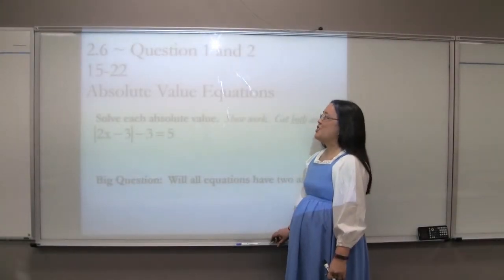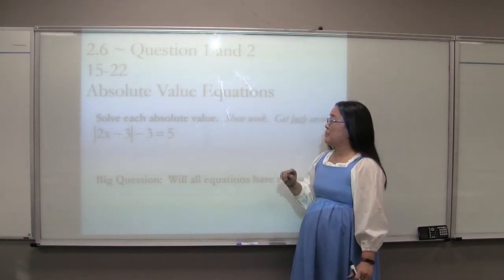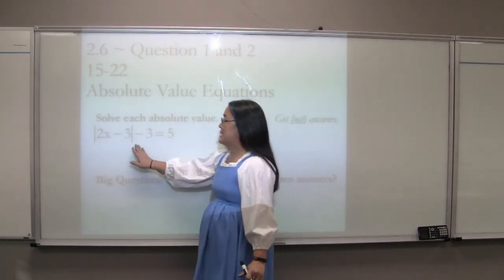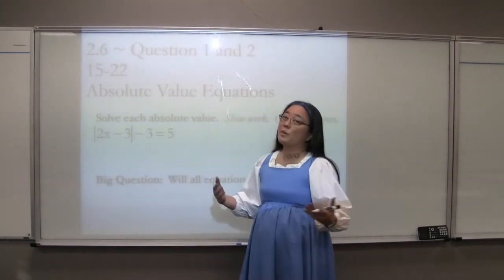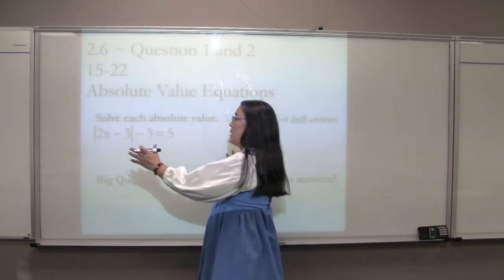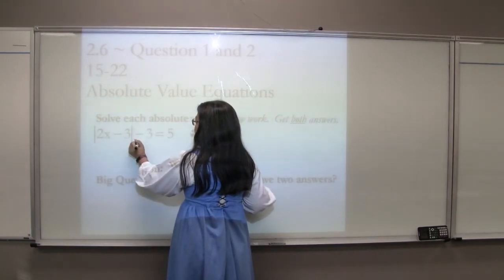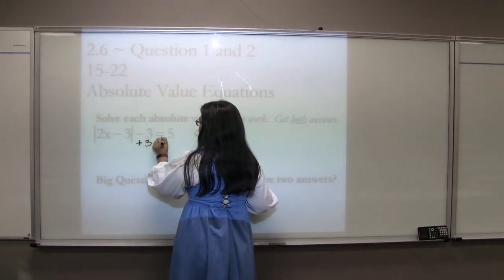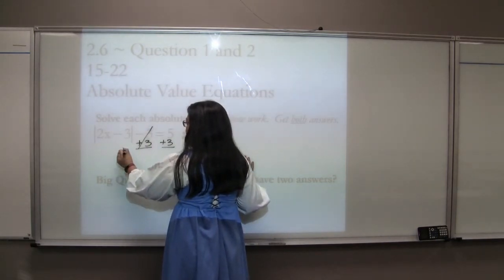Chapter 2, Section 6, Questions 1 and 2. So to solve an absolute value equation, we need to isolate the absolute value. We're going to be doing this in Chapter 2. We're also still going to be doing it in Chapters 6, 7, and 8. We're going to isolate this group. So to isolate it, we need to move the 3 to the other side. You don't have to cross it out.